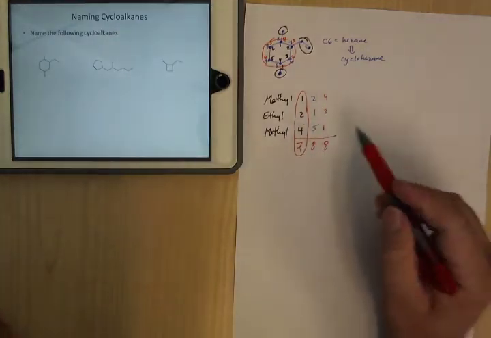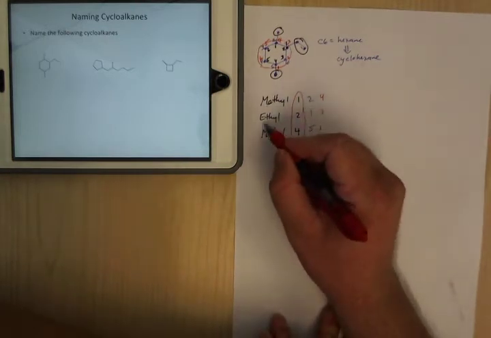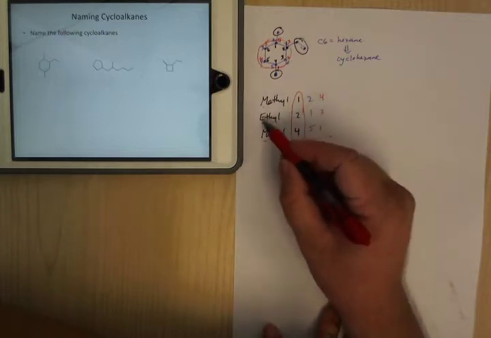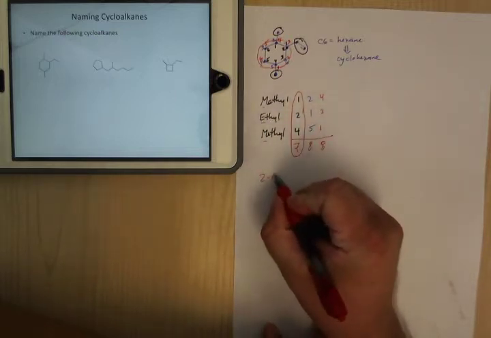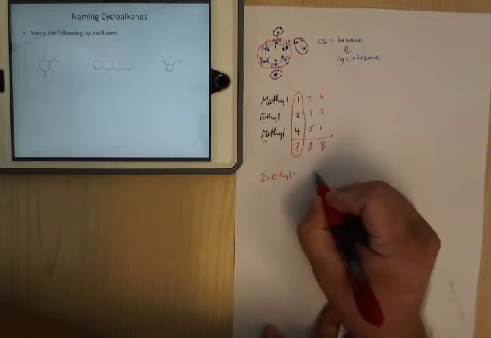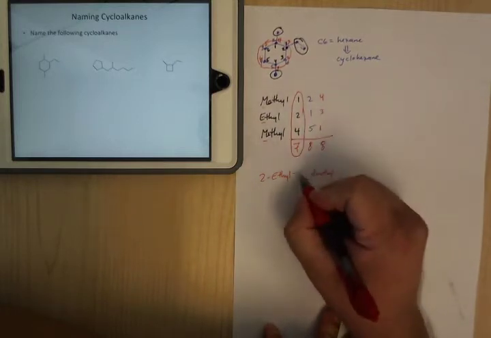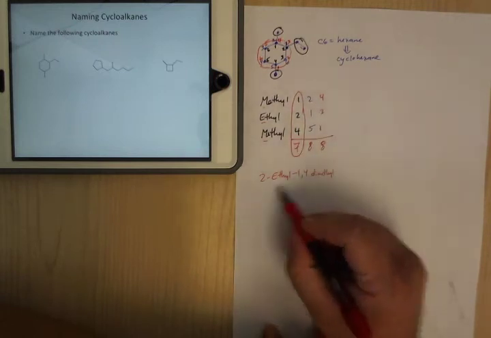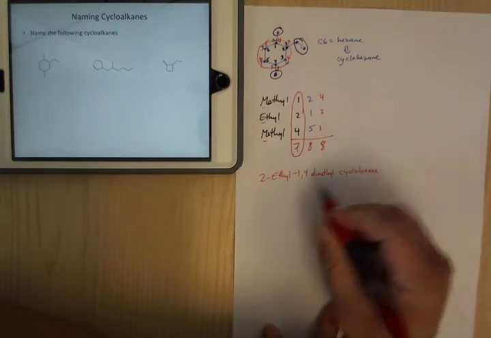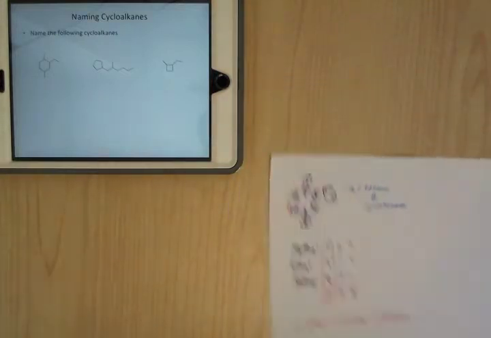So here we go. So we have our numbering. Now we need to figure out the name. So which comes first, ethyl or methyl? Ethyl comes first, so we have to list that one first. So it's 2-ethyl, and then we have 2 methyls, so we're going to have a dimethyl. So we have 2 methyl groups, one at carbon 1, one at carbon 4. So there's all our side chains, and then we put the main chain at the end, so cyclohexane. So it's 2-ethyl-1,4-dimethylcyclohexane. There you go.